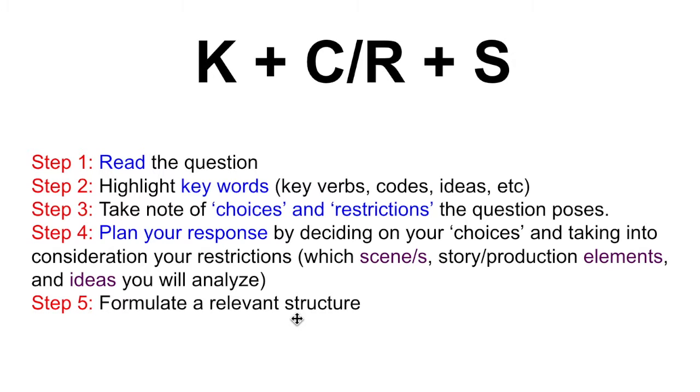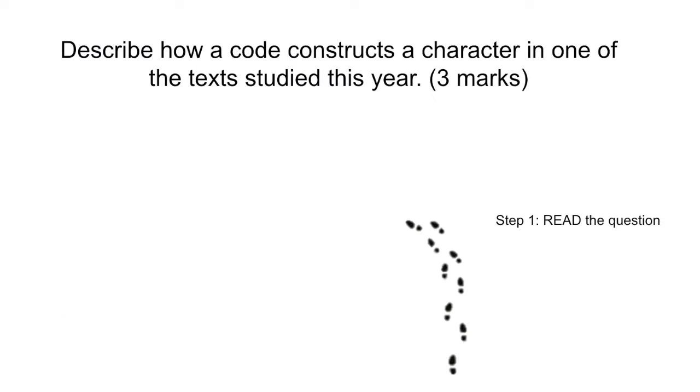I've got an example that I'll talk you through, a really nice basic one. Here is my question. Step 1, I'm going to do this one for you. Read the question. Describe how a code constructs a character in one of the texts studied this year. I've chosen this question because we've already done some work on this, so it should be a little bit easier.